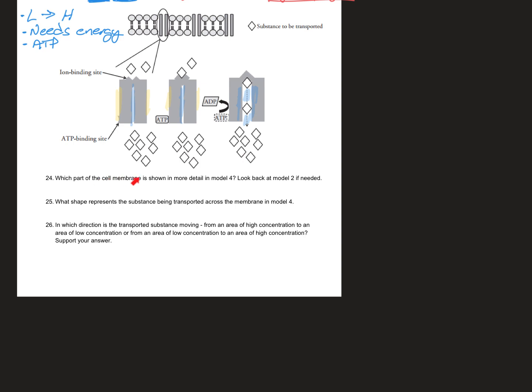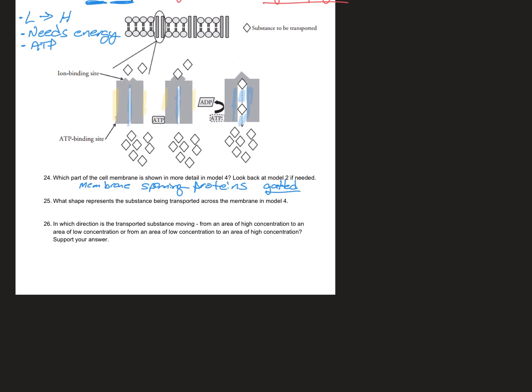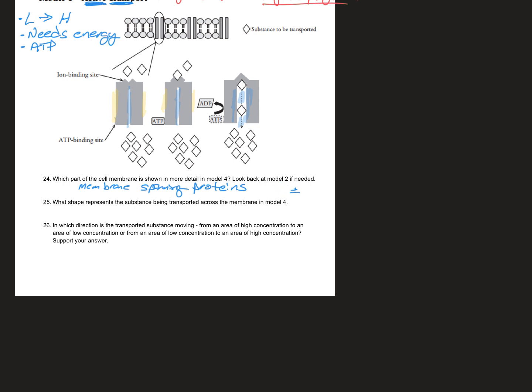So which part of the cell membrane is shown in more detail in Model 4? Look back at Model 2 if you need to. Again, the membrane spanning proteins. It's a membrane spanning protein that is a gated channel, or voltage gated. What type? And actually, it's not even gated. We have to correct what it should be labeled, and let me go ahead and correct that now. It should be labeled a pump.